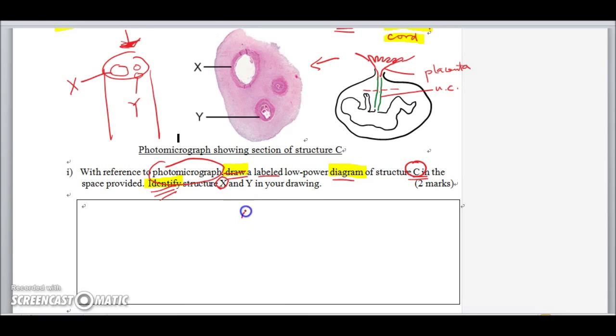Please refer to the diagram. So you have the shape like this. And then the Y. Remember the double line to show the wall. And then you have X. The wall seems to be thicker. And there's another one here.